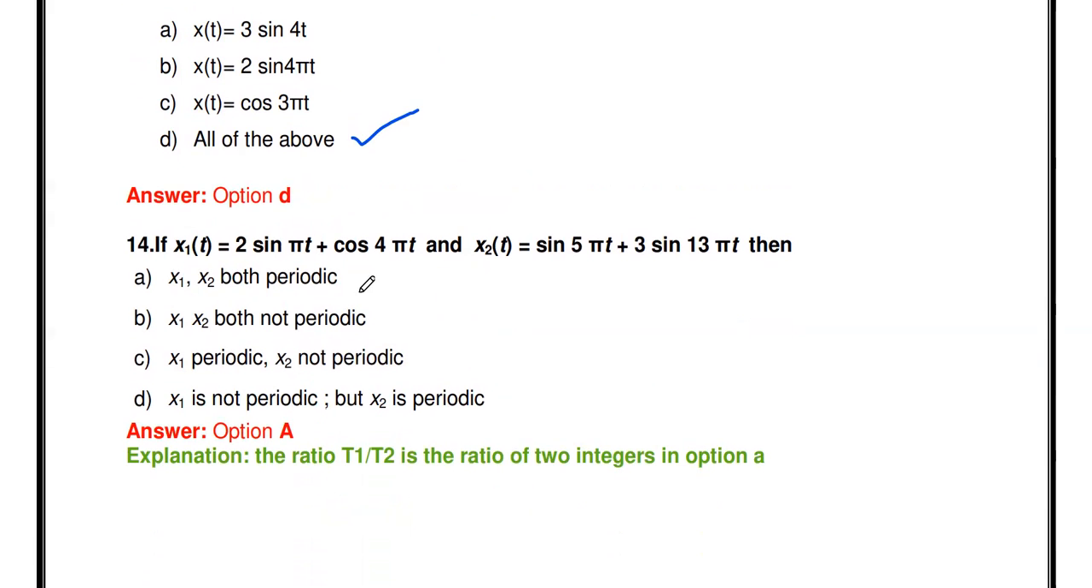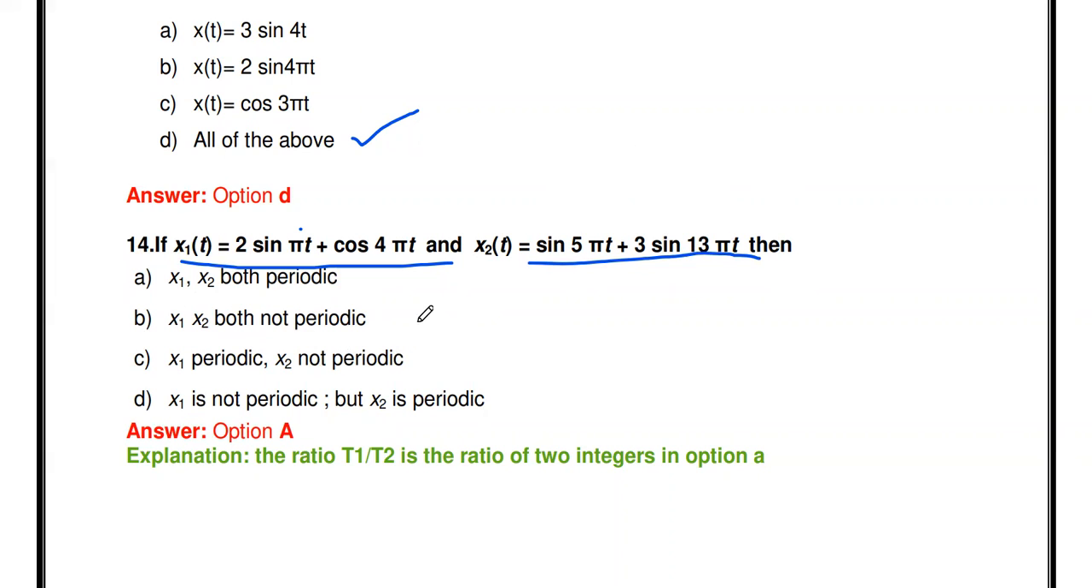Then the next question: if x1 of t equal to 2 sine pi t plus cos 4 pi t, and x2 of t equal to this one, then which answer holds? Two signals are given. x1 of t is the addition of a sine wave and a cosine wave, and x2 of t is the addition of two sine waves of different frequency. Options: x1 and x2 are periodic; both non-periodic; x1 periodic and x2 non-periodic; x1 non-periodic and x2 periodic.